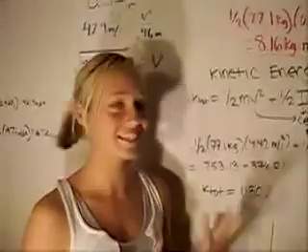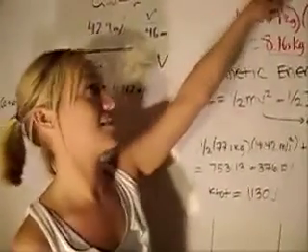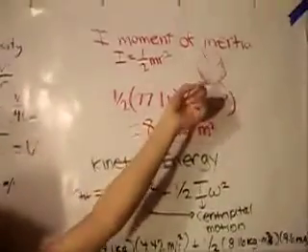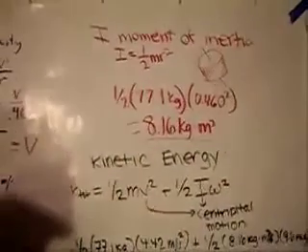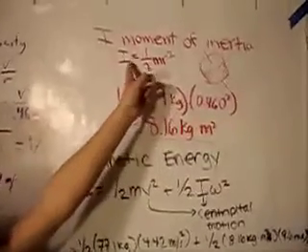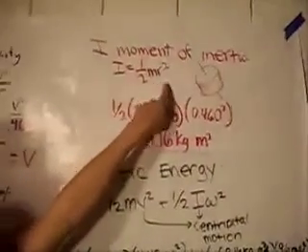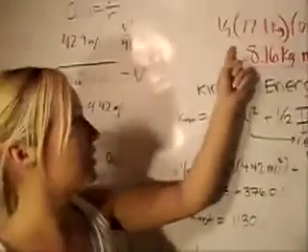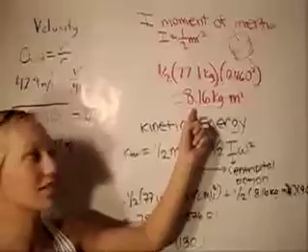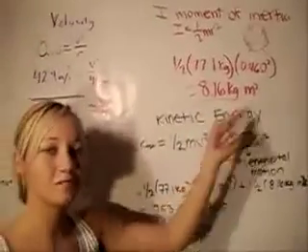So the next step we have is to find I, the moment of inertia. Since we decided Mike was most like a solid cylinder with an axis through the center, the equation is 1/2 mass times the radius squared. So we plug in our numbers that we found earlier, and we end up with 8.16 kilograms times meters squared.